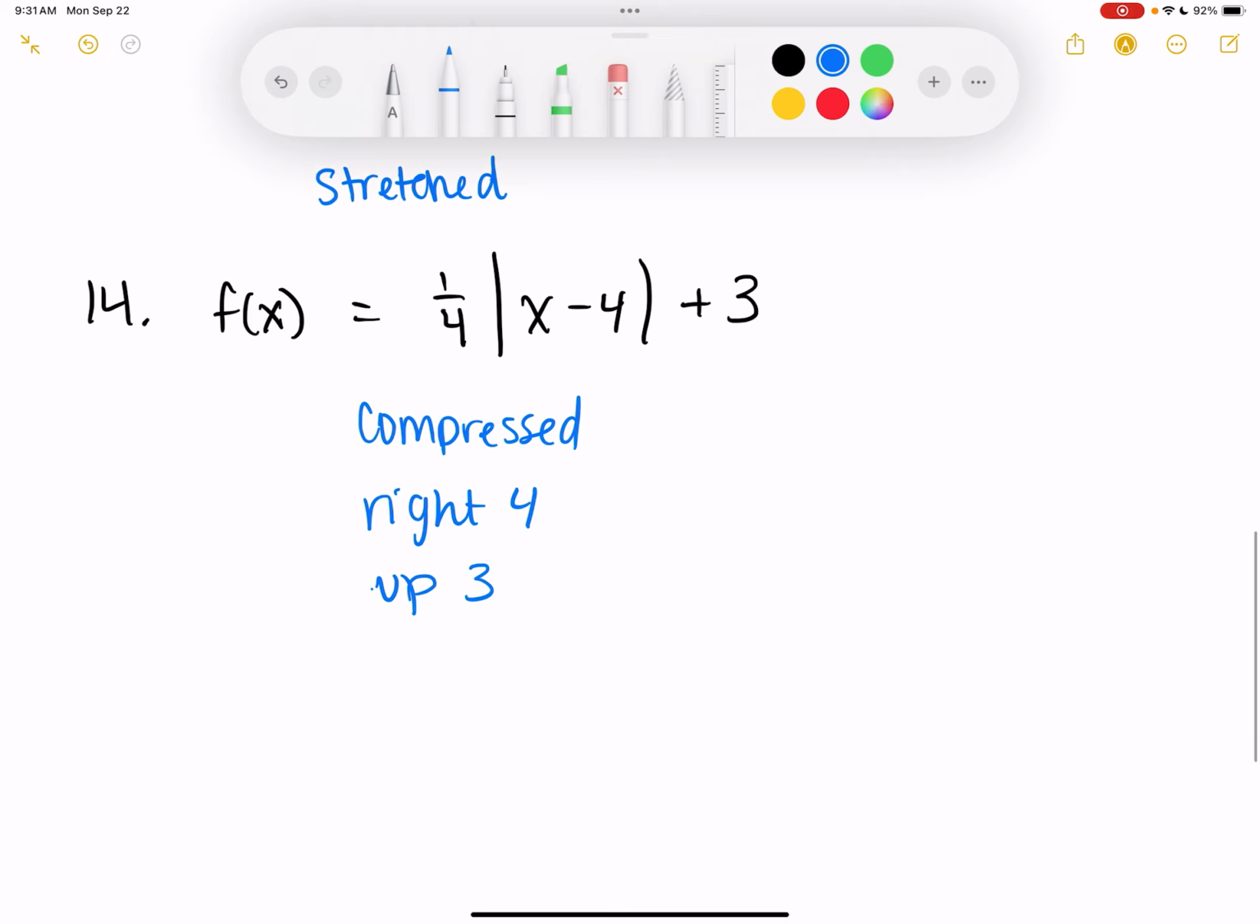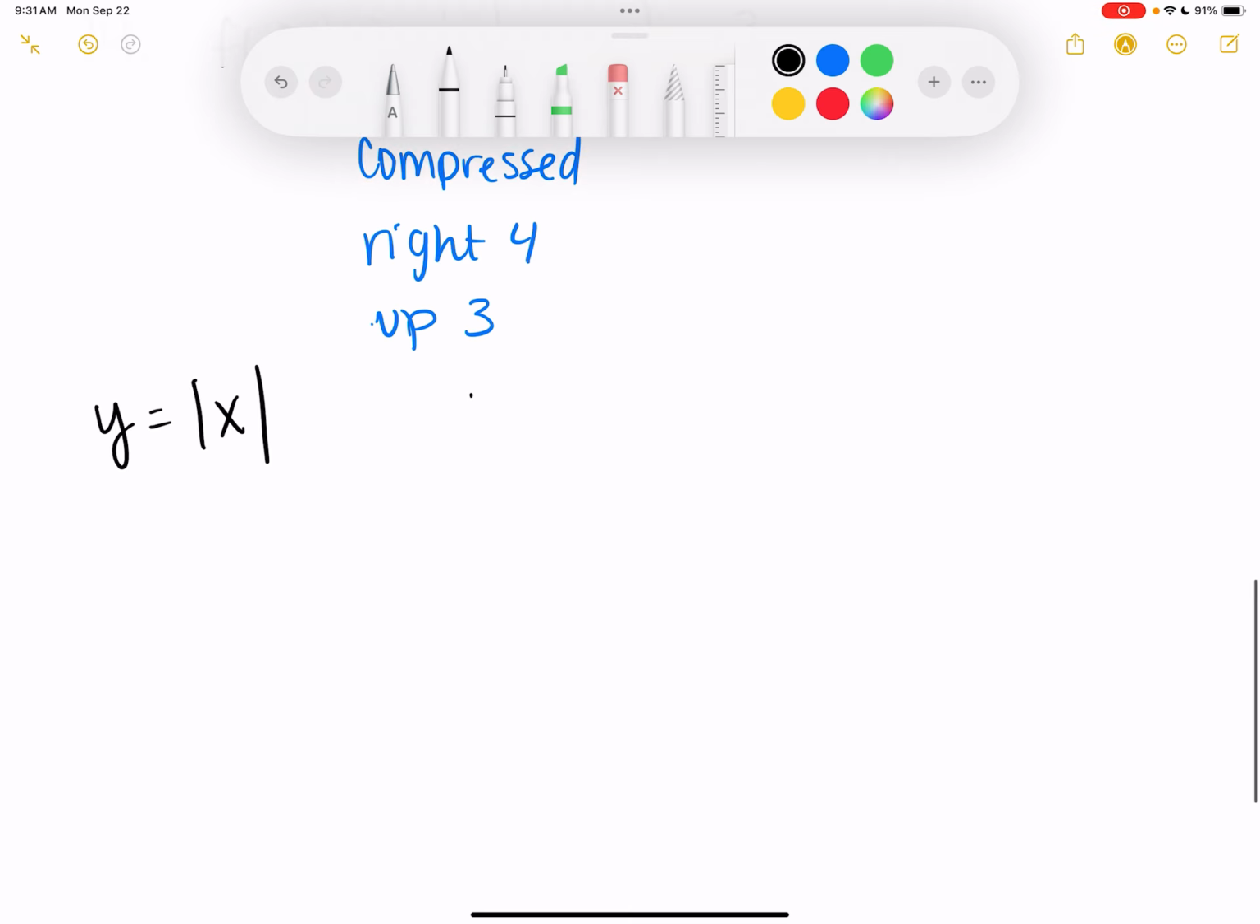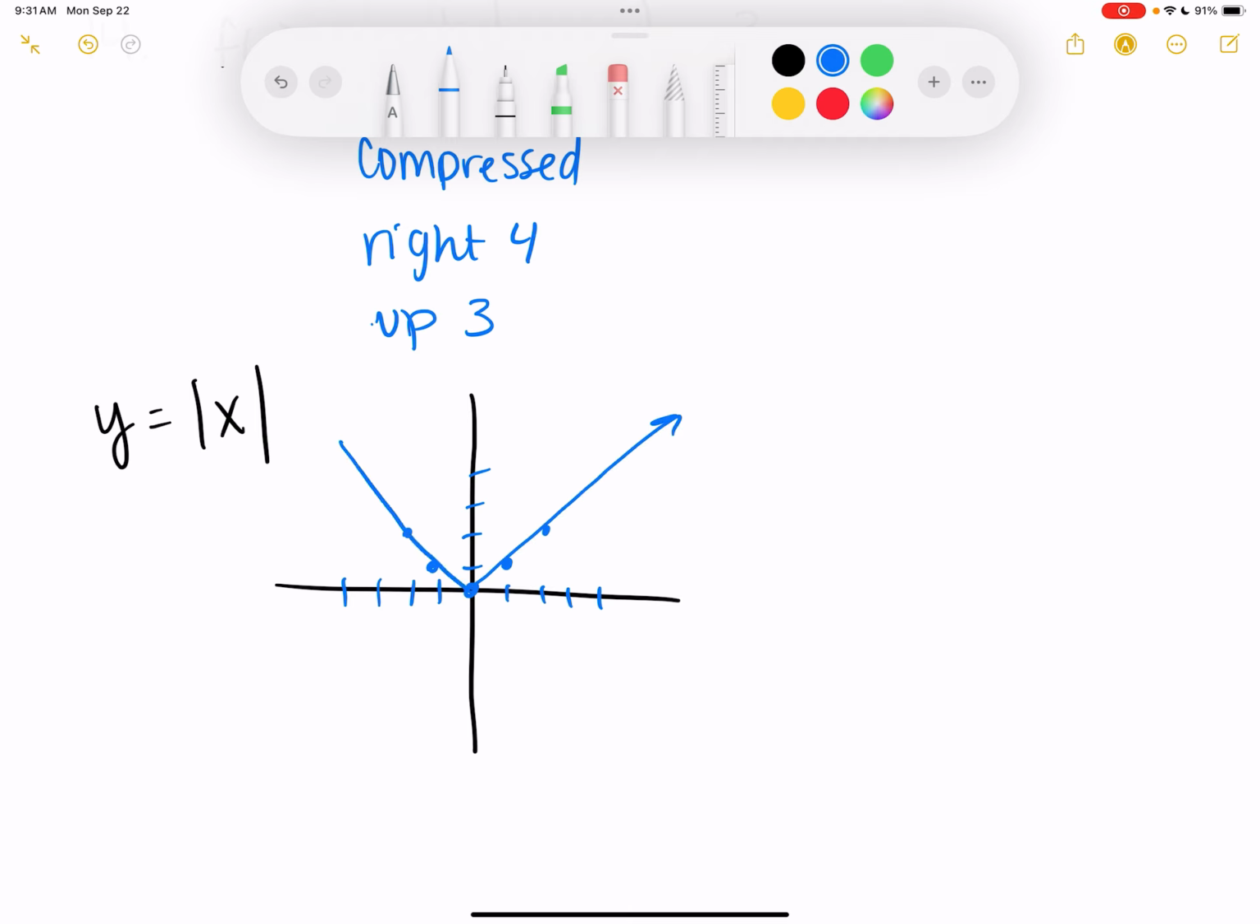A normal absolute value graph is basically if I just have y as the absolute value of x. This looks like basically a V. There's a point at 0, then a point at 1, 1, and at negative 1, 1. At 2, 2, and at negative 2, 2. It keeps on going like that, and it makes a V. So I'm looking at what has happened to the graph to get it to the picture that's in your book from this original state.